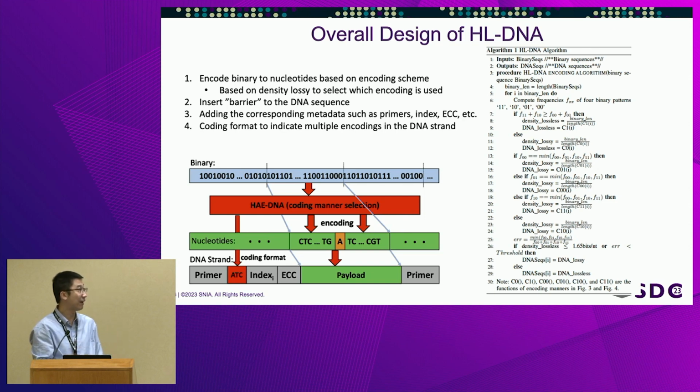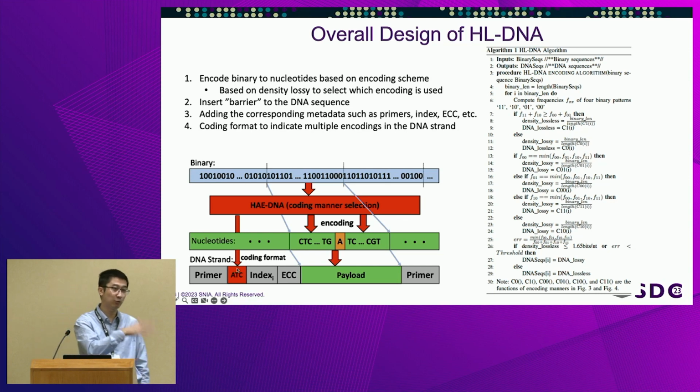Secondly, we insert the barriers into the DNA sequence, and then add the corresponding metadata like the primer, index, or ECC, and so on. And the fourth one is the coding format, to indicate multiple encodings in the DNA strings. So here, the coding format indicates a combination of codings, because it's possible we have 2 types of encoding in these DNA strings.